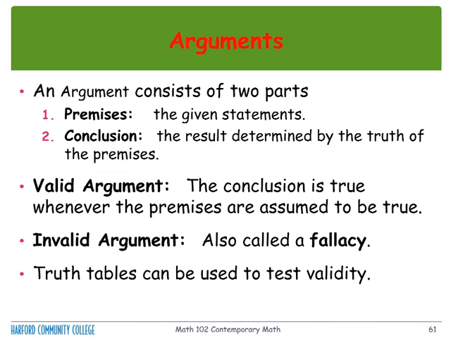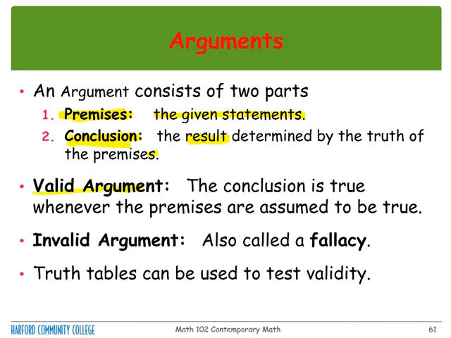An argument consists of two parts. The first part is called premises. The second part is called conclusion. The premises are the given statements. The conclusion will be the result determined by the truth of the premises.